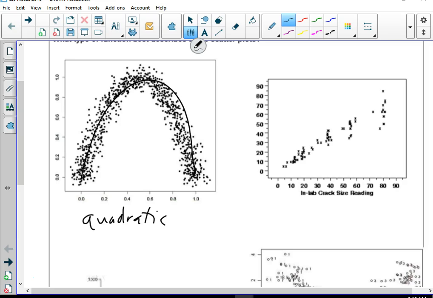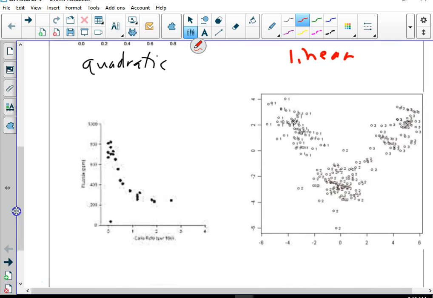Okay, the second one. What does that generally look like? That looks linear. Yeah, you can kind of find a line somewhere in there, right? But it's a weak linear. That's not that weak. We'll get to that in a little bit.